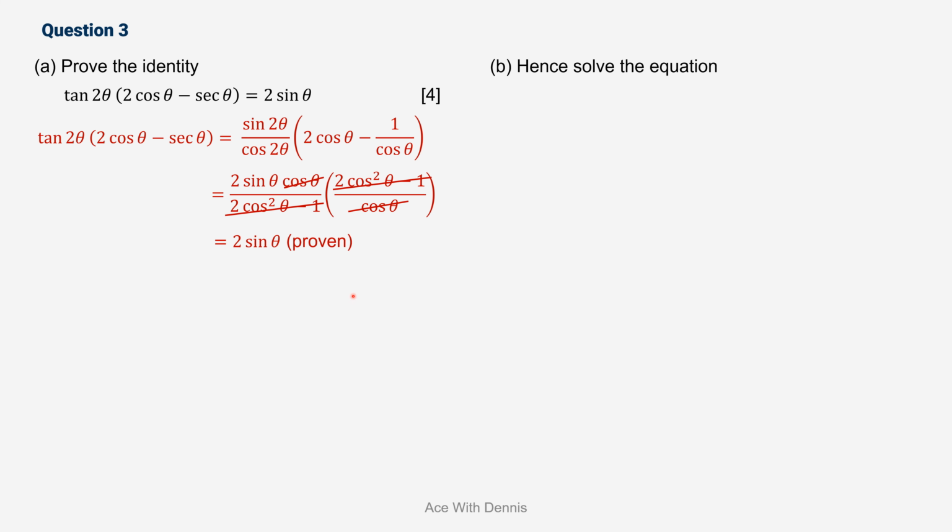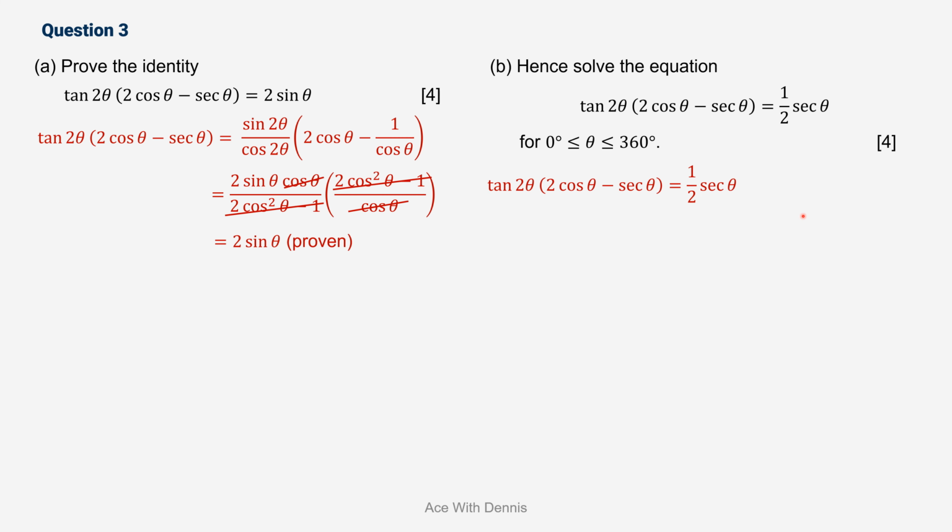Next, B, hence solve the equation. Tangent 2 theta times 2 cosine theta minus secant theta equals half secant theta, for the range of theta from 0 degrees to 360 degrees, 4 marks. Alright, so let's copy down the equation given. Tangent 2 theta times 2 cosine theta minus secant theta equals half secant theta.